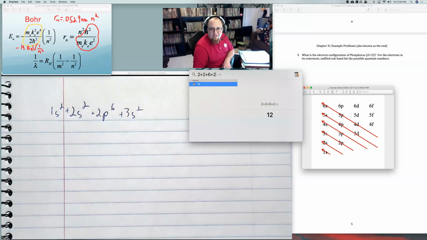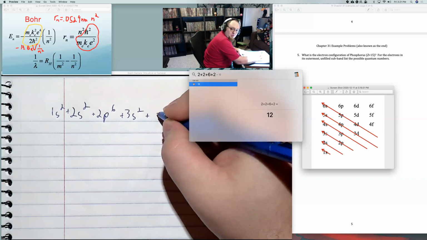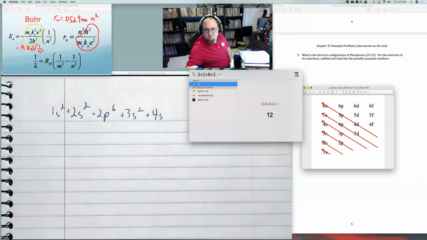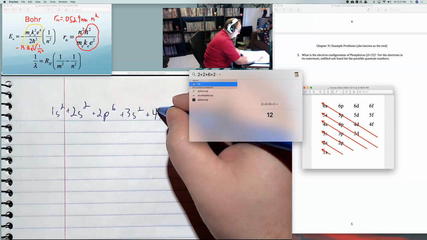After 3s, and I'm just following these arrows, after 3s is 3p. 3p can hold 6 electrons. Well, I'm at 18. That's higher than I wanted to get. And before I added that, I was at 12. Wait, no. I lost track of where I was. 1s2, 2s2, 2p6, 3s2, 3p. Yeah, I went out of order. So I don't know what I did here.